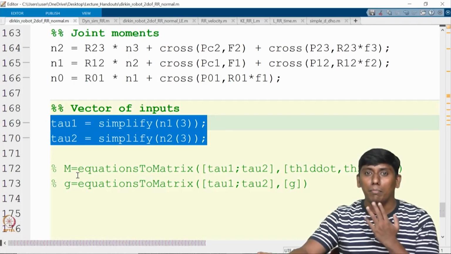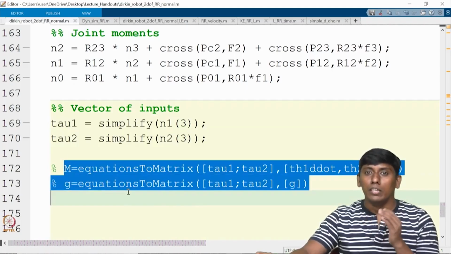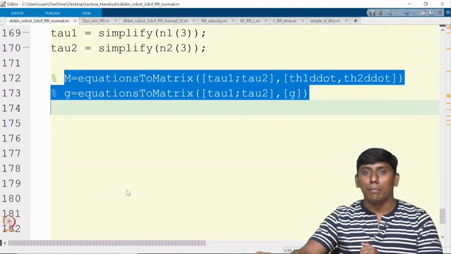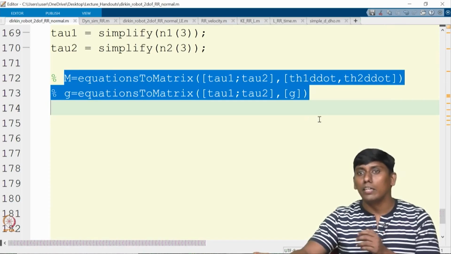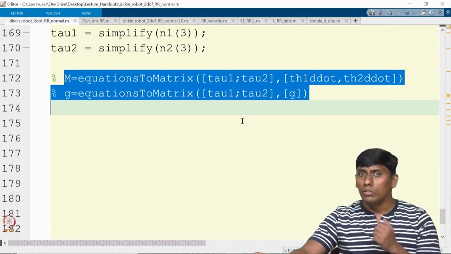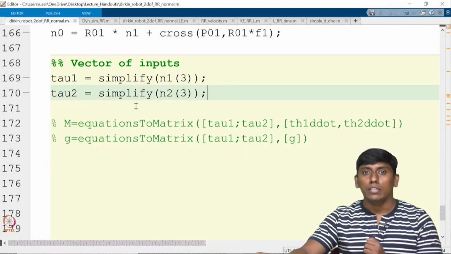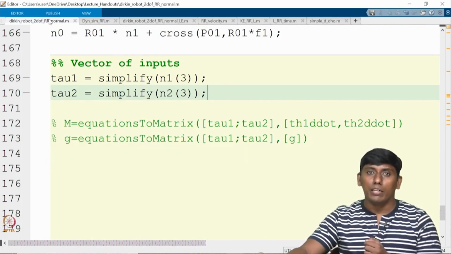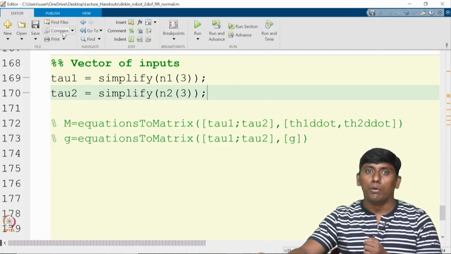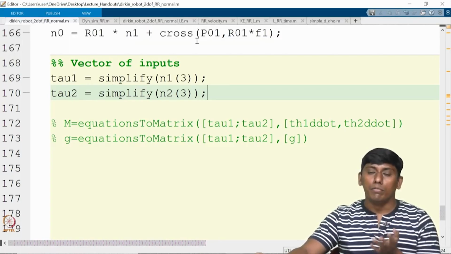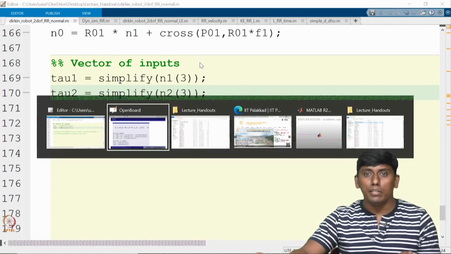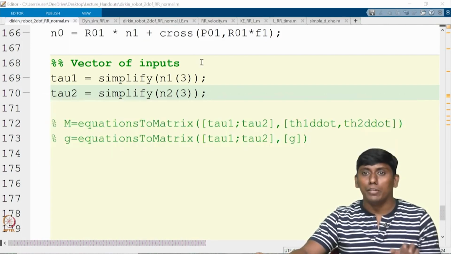Further, if you want to write it in matrix form, you can always use the command equation to matrix and then take the coefficients. These can all be done, but right now you can see that we have derived tau 1 and tau 2. So I will run this code. I hope there will not be any error. If we run, it will give the output in the MATLAB window.